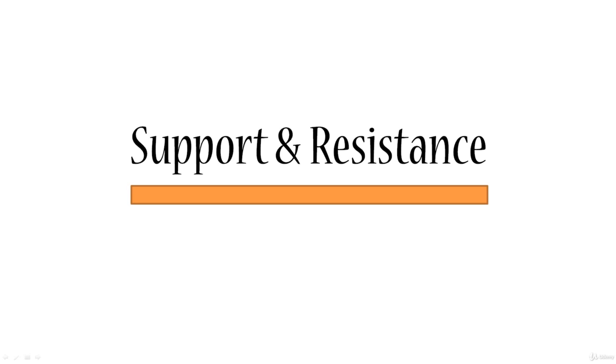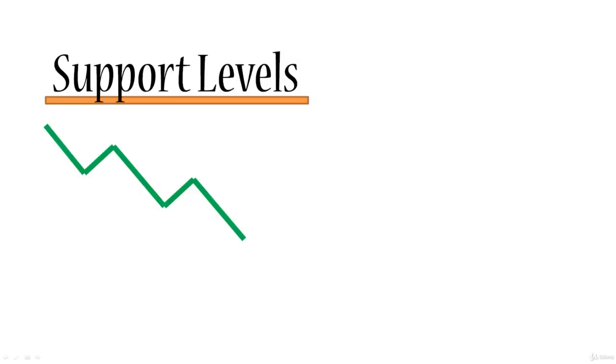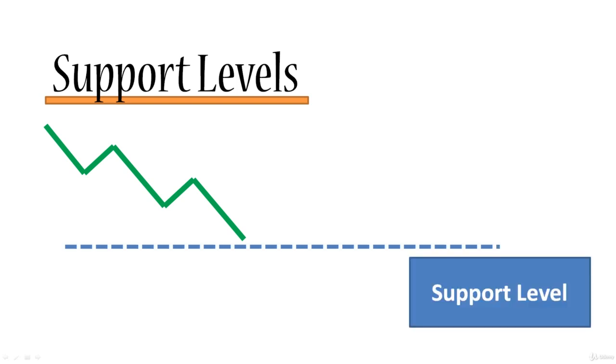Alright, so we've already talked about support and resistance trend lines. Now we're going to talk about support and resistance levels. So, support levels. Let's imagine a situation where we have a downward trend in the market. In this case, a support level is a horizontal line, which represents a barrier for the price. We'll find out how to look for support levels in a few minutes, but right now let's see what a support level does to the price.